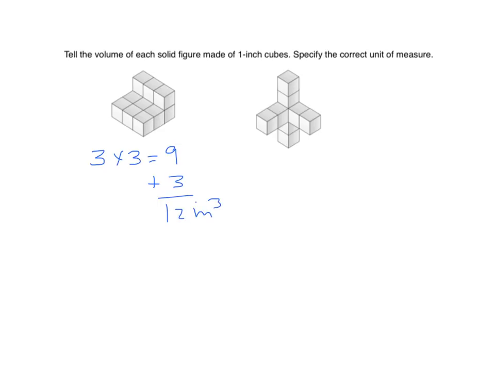The next one, not too complicated. I can see 1, 2, 3, 4, 5, 6, 7, 8. But we can't see one. There's one that's holding up this cube right here and is to the side of this one and this one here. So I can see 8. There's one that is underneath these and above these. So we know that there are 9 inches cubed.